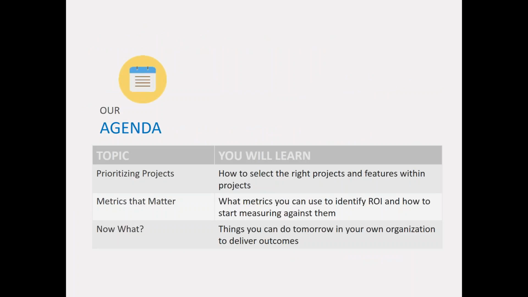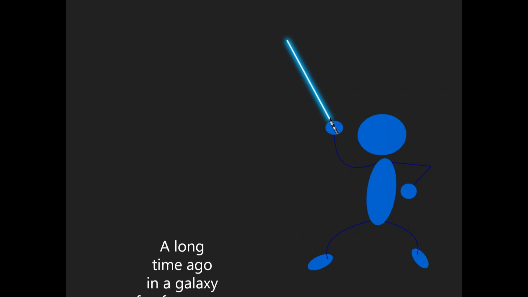Here's a quick look at what we're going to cover here today in the session. I'm going to start with how do I understand what the right projects are to do, and then once I know what the right projects are, how do I know what features to prioritize within those projects? Then we'll spend a little bit of time talking about metrics, and specifically what metrics you can use to identify ROI in your organization, and then even some tips about how to start measuring those. And then we'll wrap up with a few things that you could take away and start using tomorrow on your projects, no matter where you are in the life cycle of your projects.